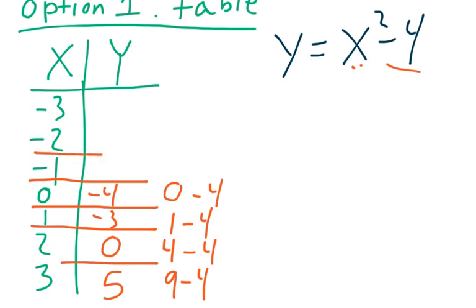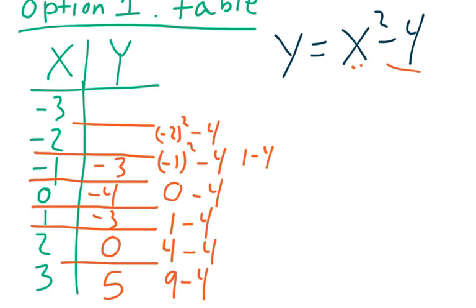If I plug in -1, -1 squared will actually be 1, because -1 times -1 is positive 1. So 1 minus 4 is -3. If I plug in -2, -2 squared is 4. Take away 4, you get 0. If I plug in -3, -3 squared is positive 9. Take away 4, you get 5.